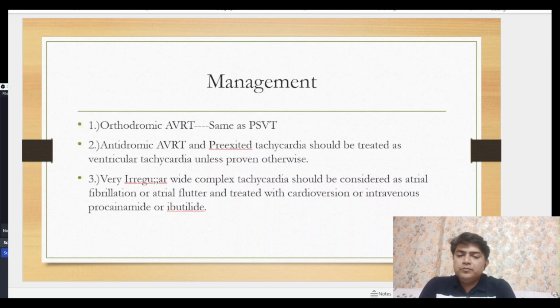So this pathophysiology you must remember, and according to this, the ECG features, the P waves and the QRS complex, will be present on the basis of this pathophysiology. And you must remember that the wide complex QRS tachycardia is present in pre-excited tachycardia and antidromic conduction. And in the orthodromic conduction, it is the same as paroxysmal supraventricular tachycardia. So this is very important for you to understand. You can solve multiple questions based on these things.